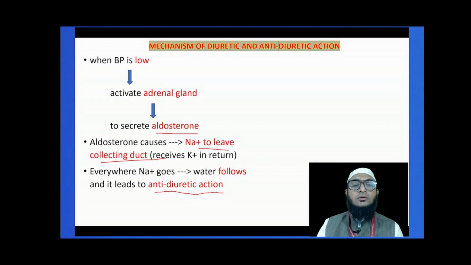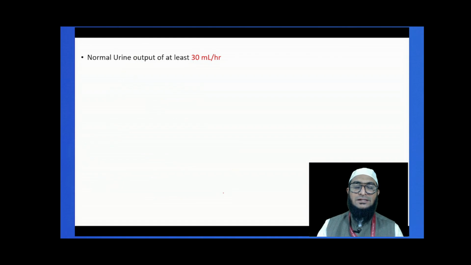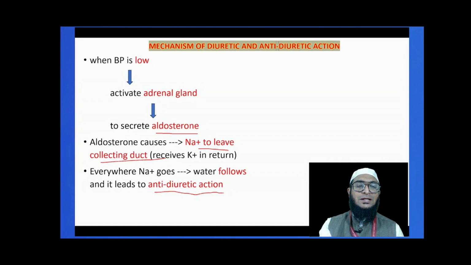Now, if you want to have diuretic action, then in such cases what we need to do is stop the secretion of aldosterone. So, aldosterone inhibitors are also one category of drugs which are diuretic in nature.